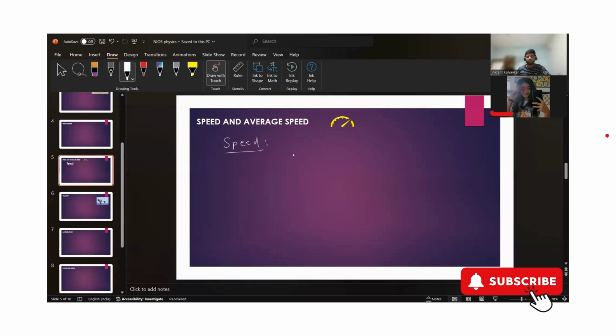The definition we can say is distance covered per unit time. Whatever I'm writing, is it visible to you? Yes, it's visible. So distance covered per unit time is called speed. The formula is speed is equal to distance upon time.